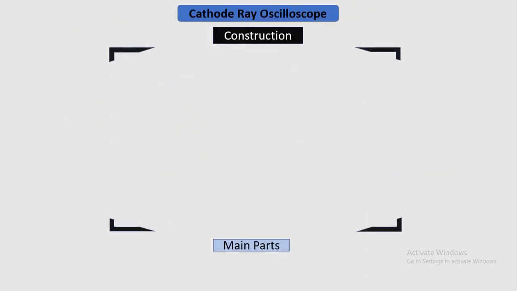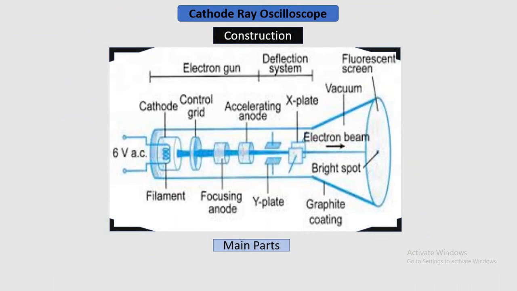Now let us see what a CRO is, or we can discuss the construction of the CRO here. The cathode ray oscilloscope is an electronic test equipment. It is used to obtain waveforms when different input signals are given. Earlier, this instrument was called an oscillogram.